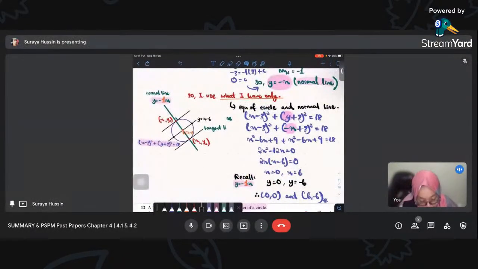Okay, boleh faham ke? Ada apa-apa soalan ke nak tanya? Okay, this method is like finding POI. Finding POIs. Okay, like finding two coordinate, maksudnya 2 point lah. Two point of intersection between the circle and the line.